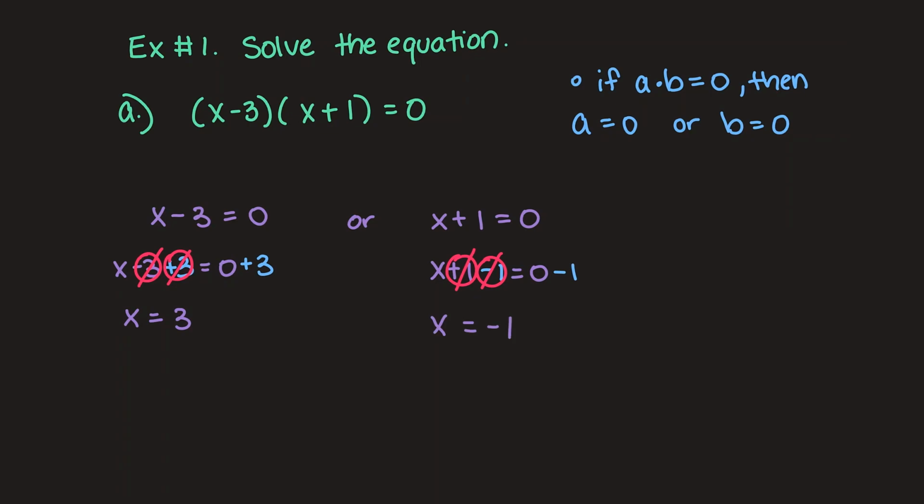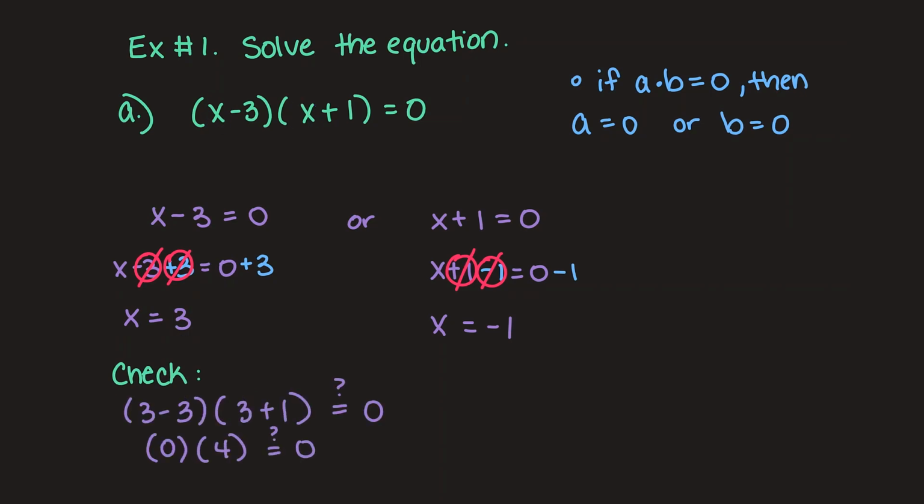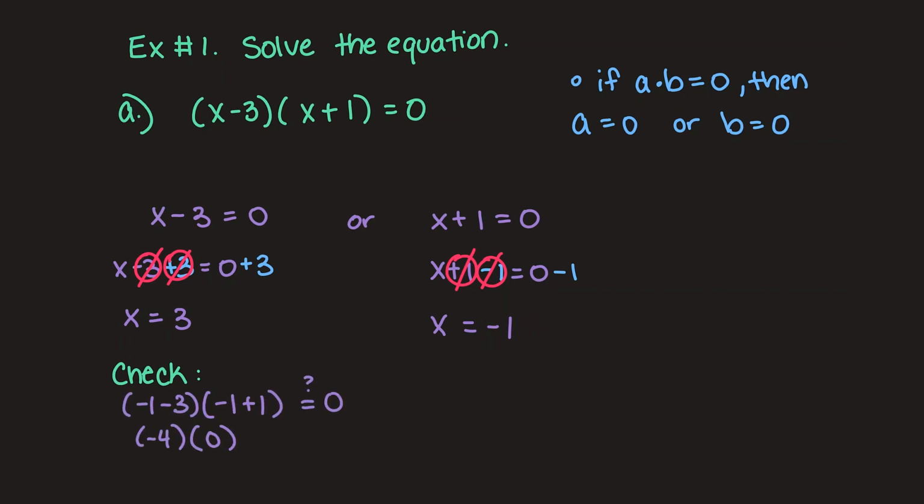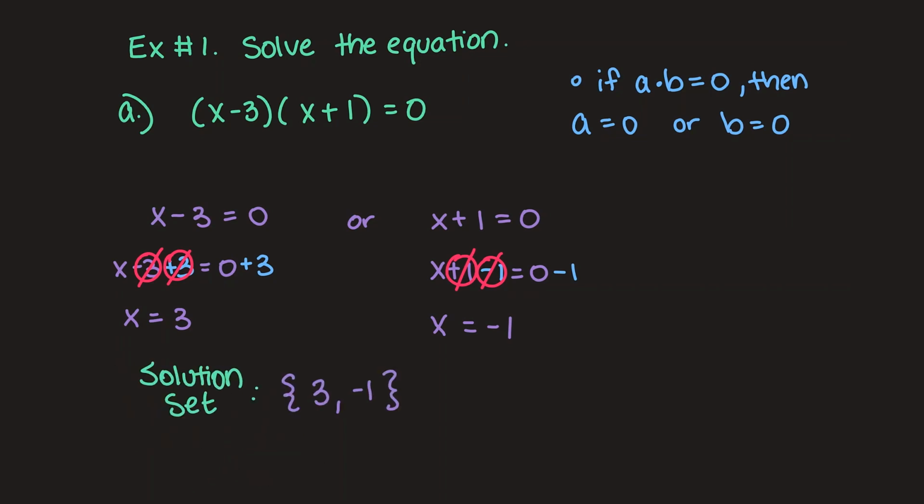If we solve these two linear equations, we have x equals 3 and x equals -1. So let's check this. If we substitute 3 in for x, we get 0 times 4, which equals 0. So this is true. And if we substitute -1 into the equation, we get -4 times 0, which is also equal to 0. So this is also true. Therefore, 3 and -1 are both solutions of the quadratic equation.